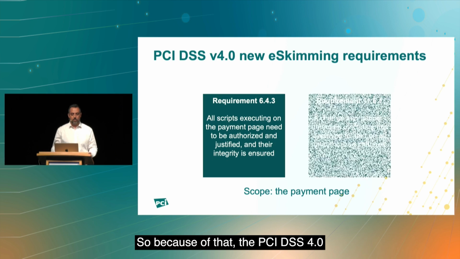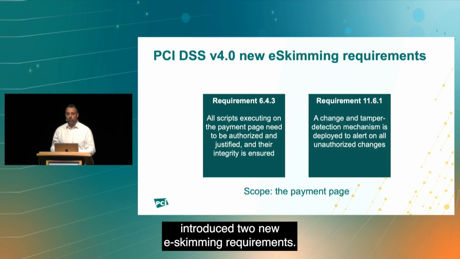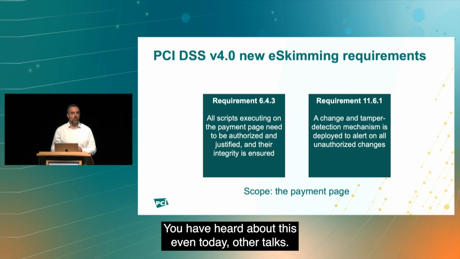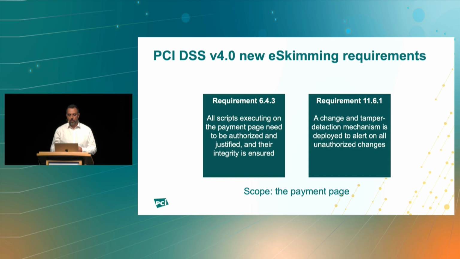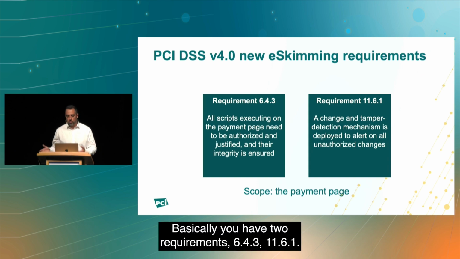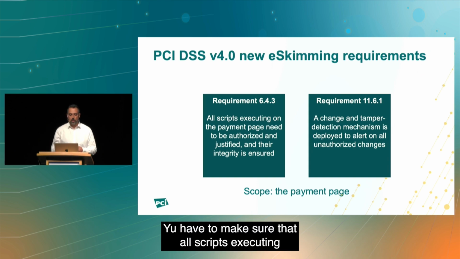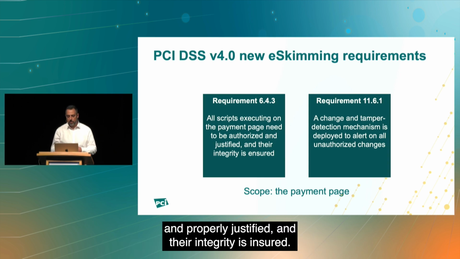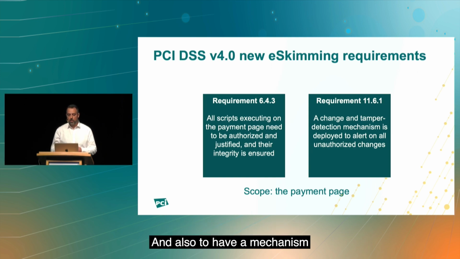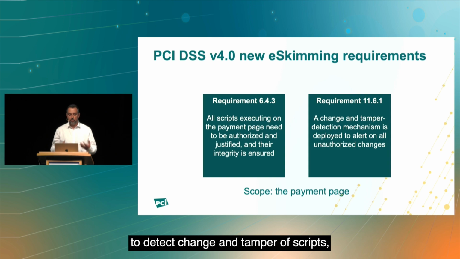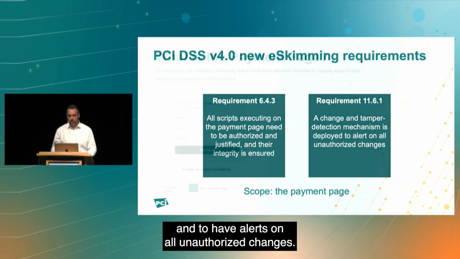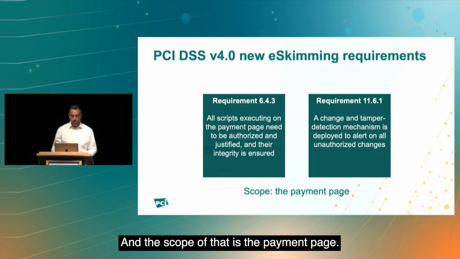So because of that, the PCI DSS v4 introduced 2 new skimming requirements. I will not get into this. You have heard about this even today, in other talks. Basically, you have 2 requirements, 6.4.3 and 11.6.1. You have to make sure that all scripts executing on the payment page are authorized and properly justified, and their integrity is ensured. And also to have a mechanism to detect change and tampering of scripts, and to have alerts on all unauthorized changes. And the scope of that is the payment page.